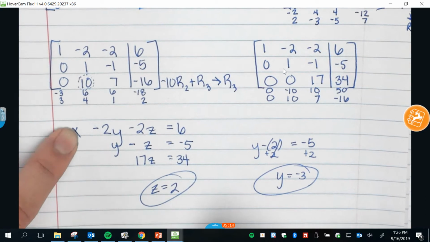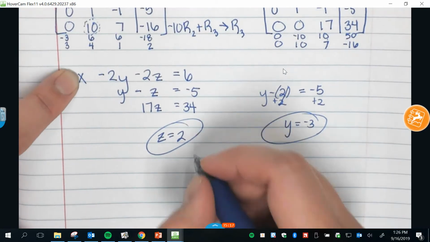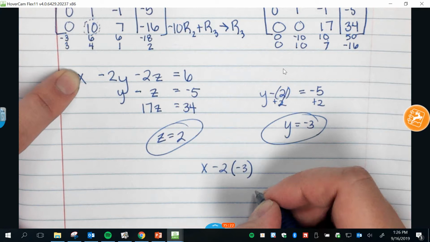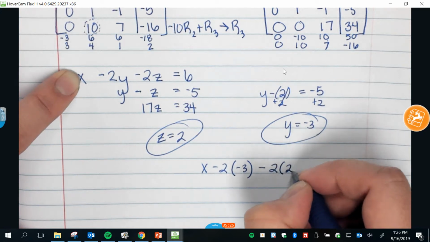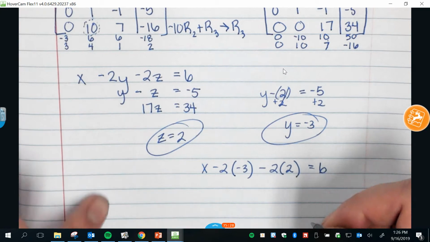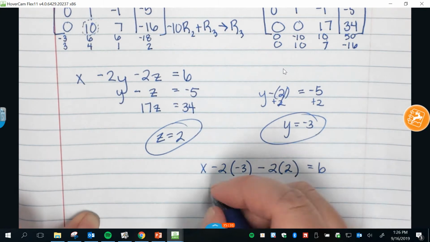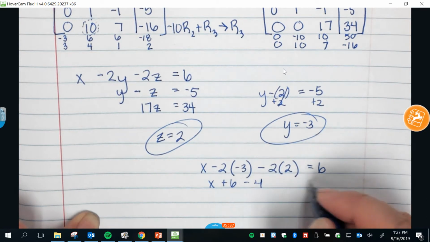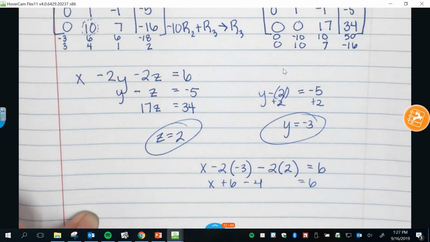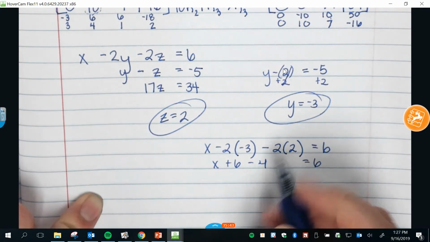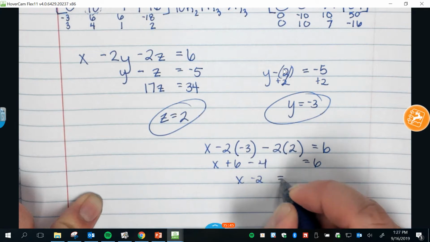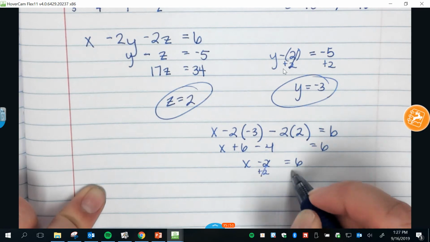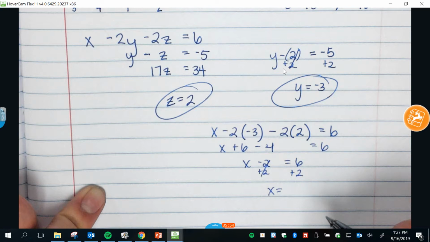And then we just need x. So we go up to the top and plug in those numbers. So x minus 2y, and y is negative 3, minus 2z, so 2 times 2, equals 6. So that's going to be x plus 6 minus 4 equals 6. 6 minus 4 is 2, so x minus 2 equals 6. Add 2. X is 8.